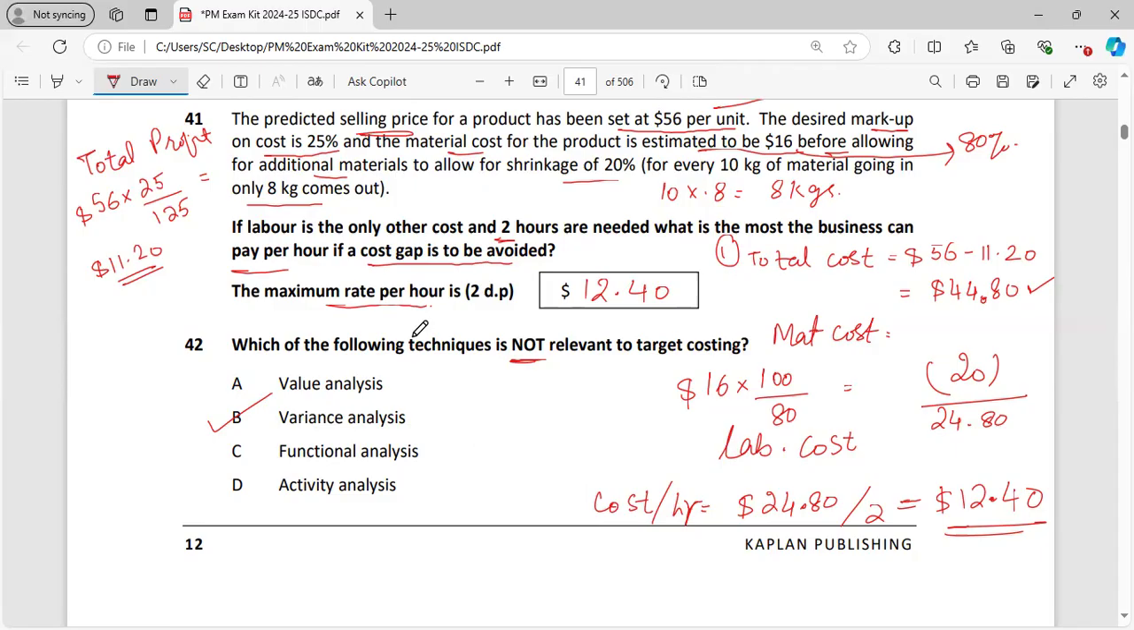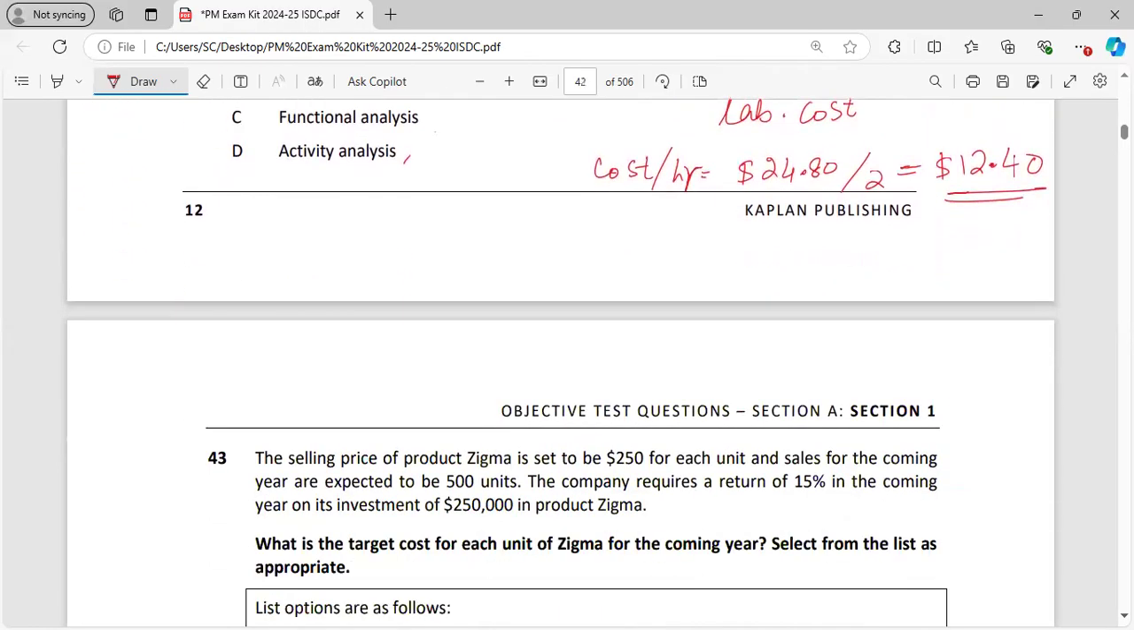Functional analysis is again the same, where we are analyzing our functions, we are performing value engineering, we are identifying which one of the production setups or which one of the production activities are contributing or which one are not contributing. Same is the case with activity analysis, where we are analyzing different activities and we are concluding which one of the activities are adding value and which one are not adding value. So variance analysis is not part of the target costing.